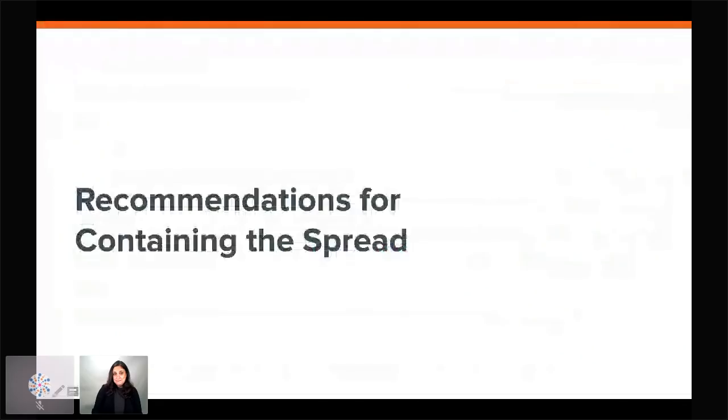So what do we do to contain the spread? And this is all about changing that R factor. If you have one infected person, how do you prevent them from infecting 2.3 people? How do you get that closer to 1? How do you get that closer to 0?